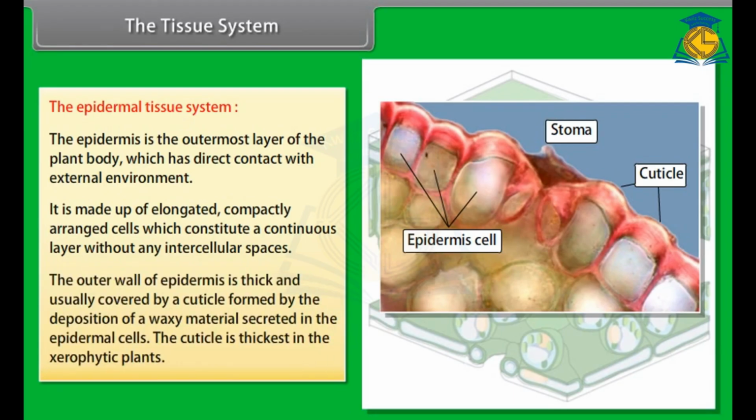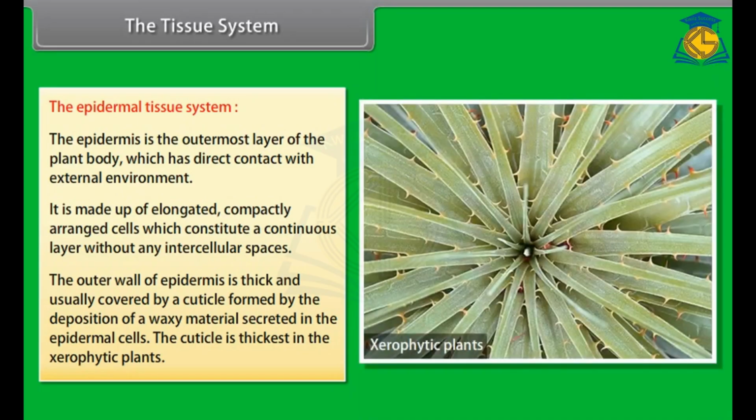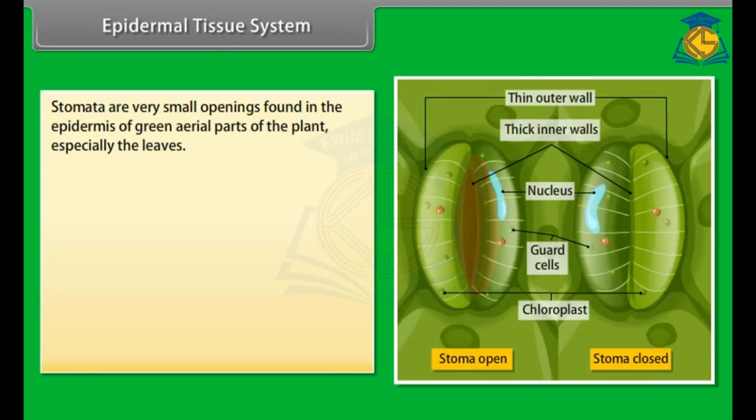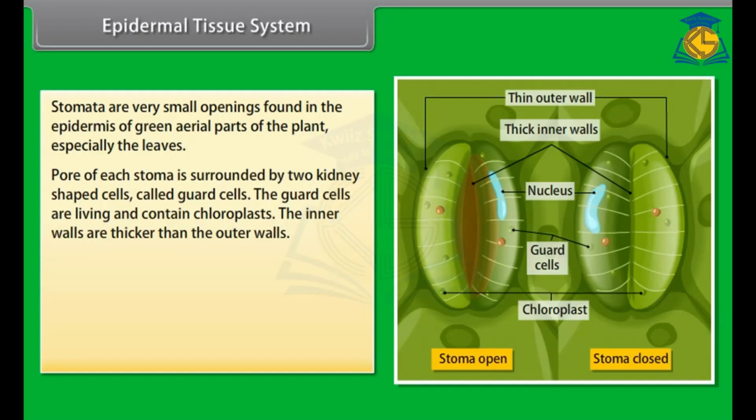The outer wall of the epidermis is thick and usually covered by a cuticle formed by the deposition of a waxy material secreted by the epidermal cells. The cuticle is thickest in the xerophytic plants. Epidermal tissue system. Stomata are very small openings found in the epidermis of green aerial parts of the plant, especially the leaves. The pore of each stoma is surrounded by two kidney-shaped cells called guard cells.